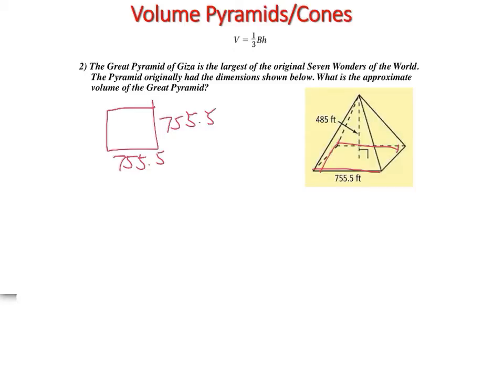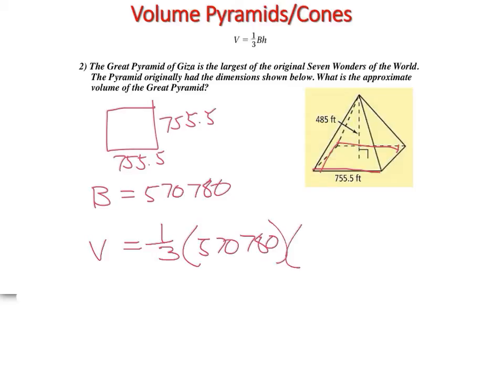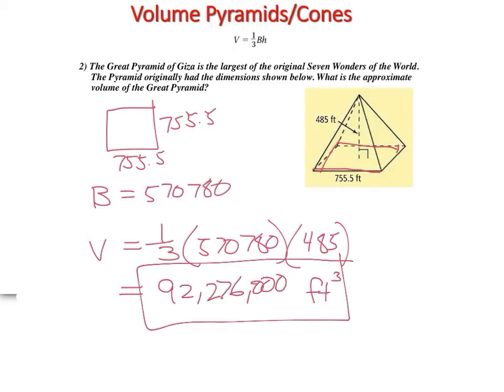That's the common mistake, is to not multiply 755.5 by itself. So that whole base, when we multiply that together, we'll get 570,780. Okay, so calculating this volume, it's 1/3, since it's a pyramid, multiplied by the base, which is 570,780, multiplied by the height of 485. Okay, so multiplying that together, we'll get 92,276,000 cubic feet. So that's why this Great Pyramid, one of the 7 wonders of the world, is because of its size.